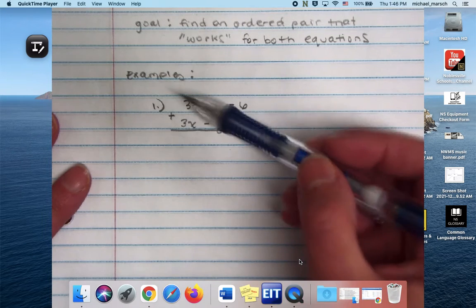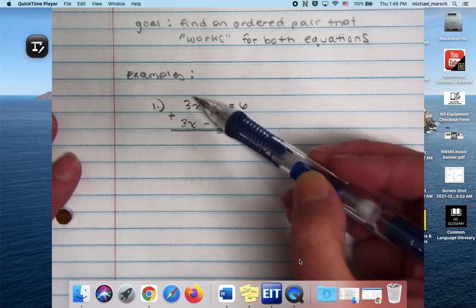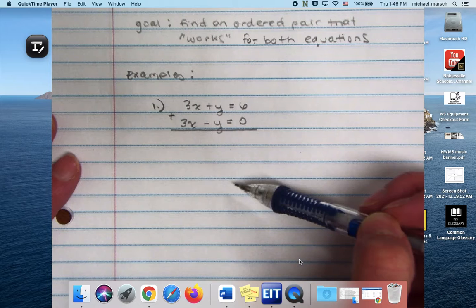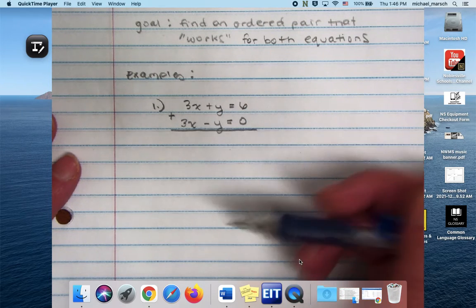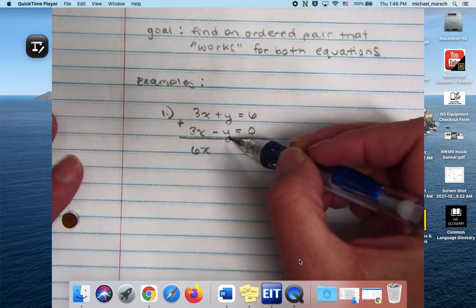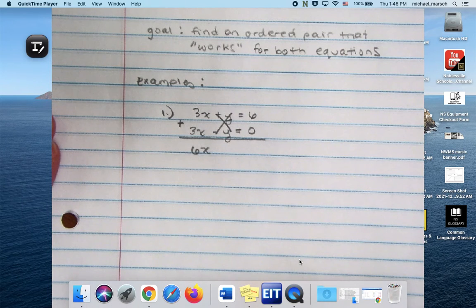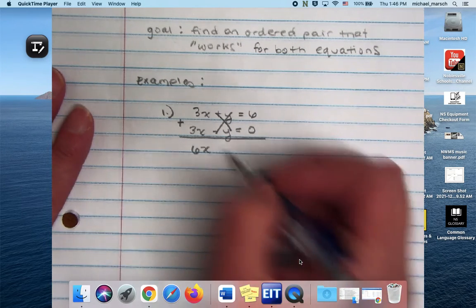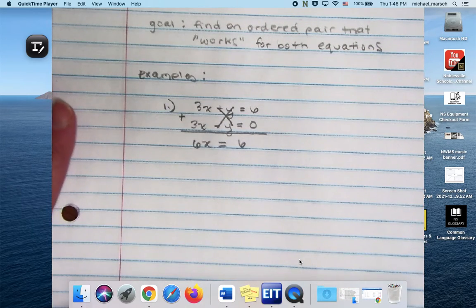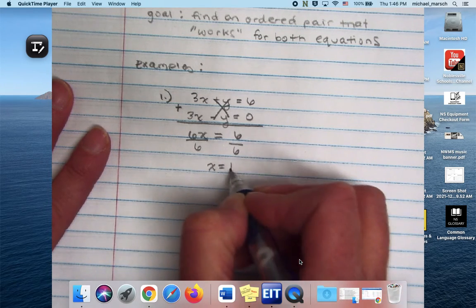Okay, so we're going to combine top to bottom. Notice that the x's are lined up and the y's are lined up and our constants are lined up, just hanging out by themselves. So what's 3x plus 3x? 6x. What's 1y minus 1y? Those are gone. We eliminated them. They cancel each other out. And then, what's 6 plus 0? And now I just solve for x. And I know that x equals 1.